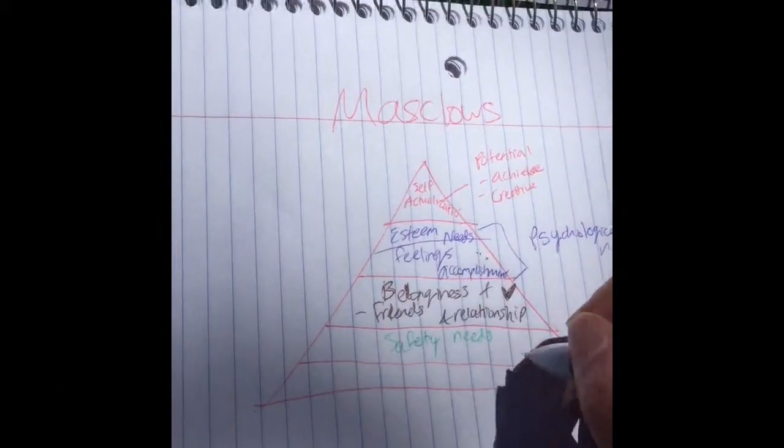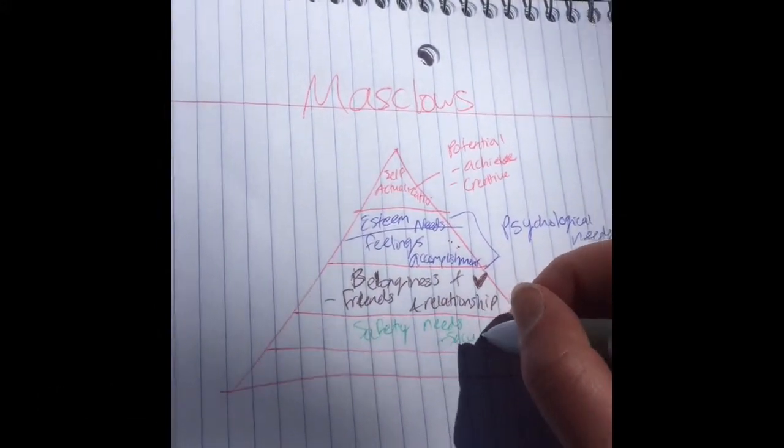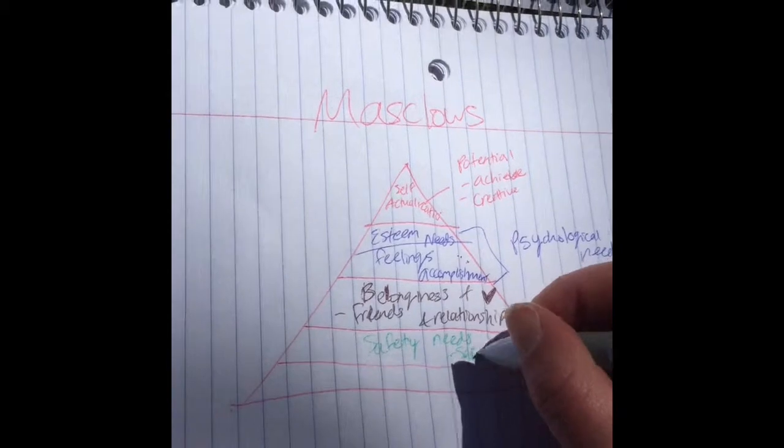Next one is safety needs. This is more like security. They need to know that they are safe, that the classroom is safe.